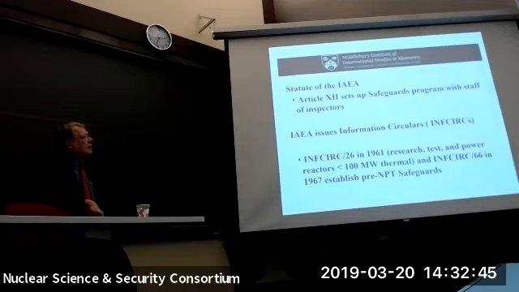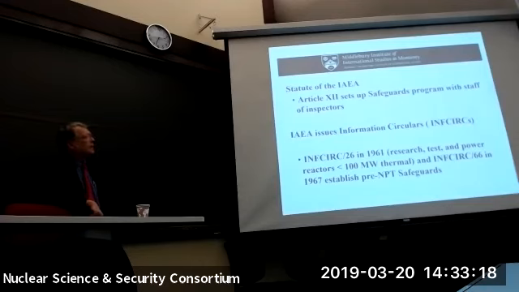INFCIRC 26 in 1961 covers safeguarding research, test, and power reactors that are less than 100 megawatts thermal. So those of you who are nuclear engineers know that the thermal to electrical ratio, if you're talking about a power system, is about 3 to 1. So 100 megawatts thermal would be about 35 megawatts electrical. That would be a very tiny nuclear power plant, not many of those.